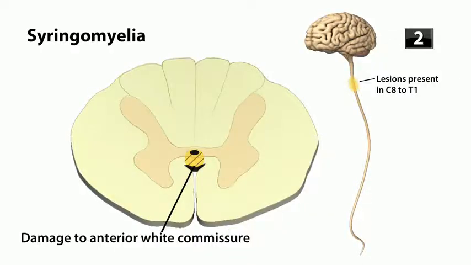Now there will be bilateral loss of pain and temperature sensation in the upper extremities because the most common location of a syrinx is that C8 to T1 area. Now, a syrinx destroys the crossing spinothalamic tract fibers. And then, of course, the last part here, what is the malformation? This is the Chiari malformation.